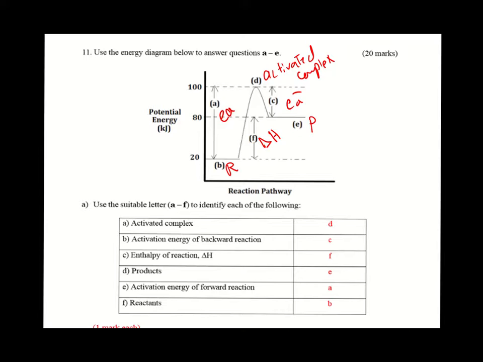Because if the reaction is reversed, the product will be reactant, and here the reactant will be product. So the distance between reactant and the activated complex will be the activation energy for the backward reaction.